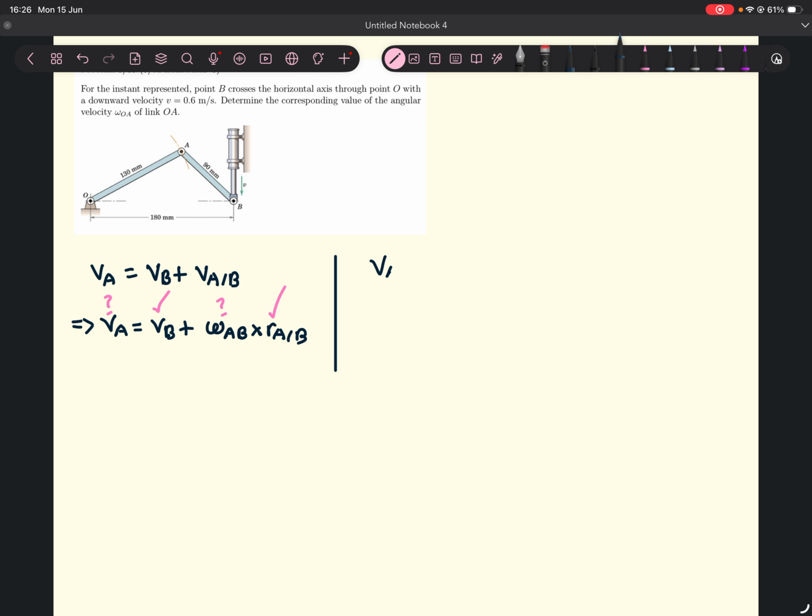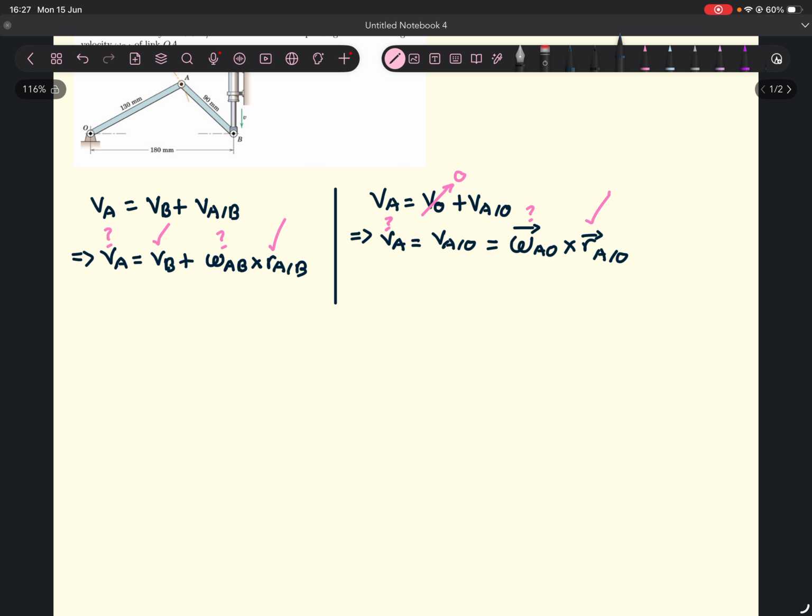We're going to say VA is equal to VO plus VA relative to O, and then since O is a fixed point, its velocity is 0, so VA is just equal to VA relative to O, and this becomes omega AO crossed with R A relative to O. So we don't know this, and we're trying to solve for that.